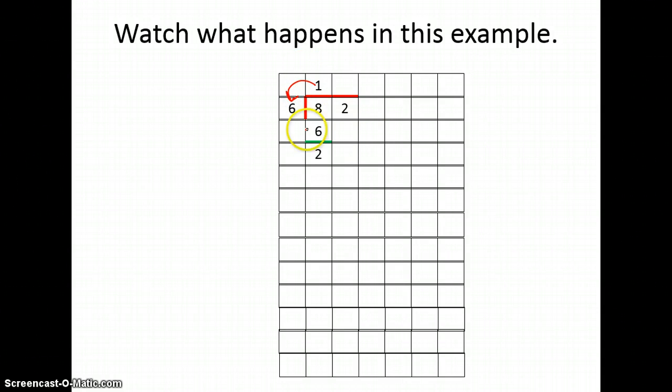1 times 6 is 6, and 8 minus 6 is 2. Now I need to bring down a 2 and ask myself, how many times does 6 go into 22? And the answer is 3. 3 times 6 is 18. 22 minus 18 is 4.